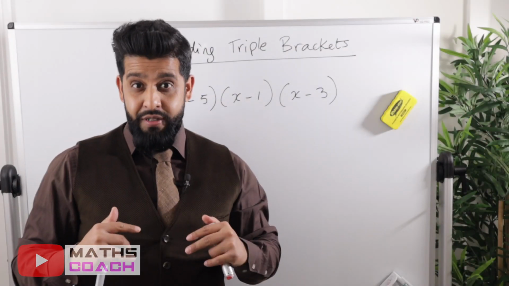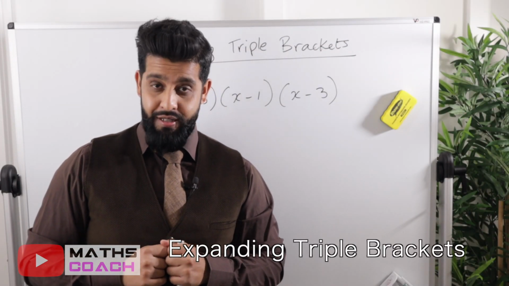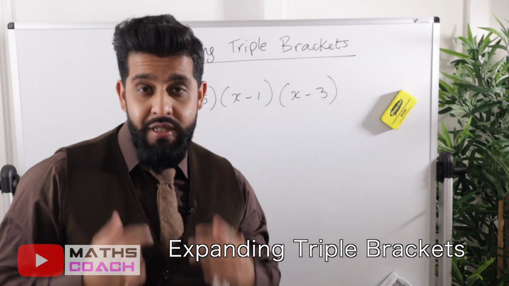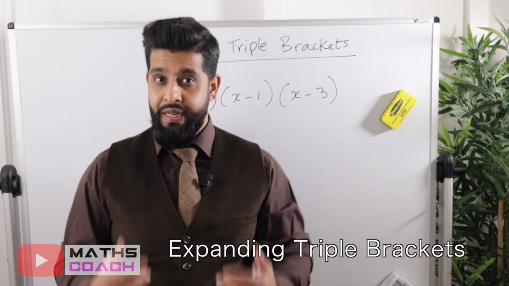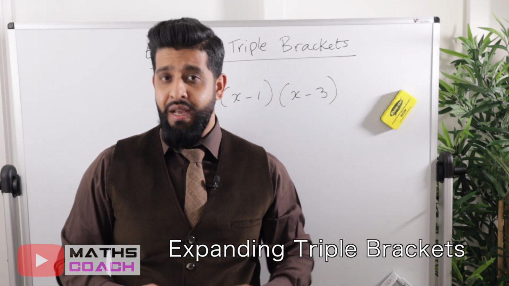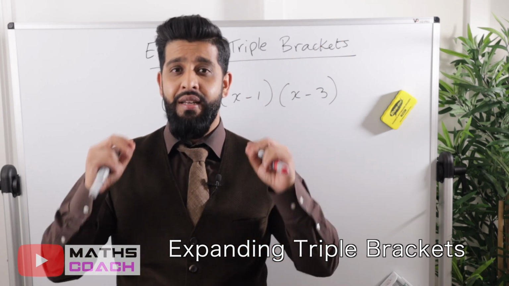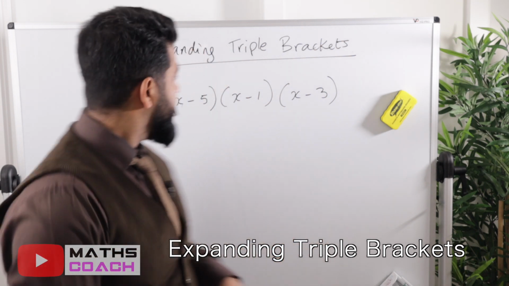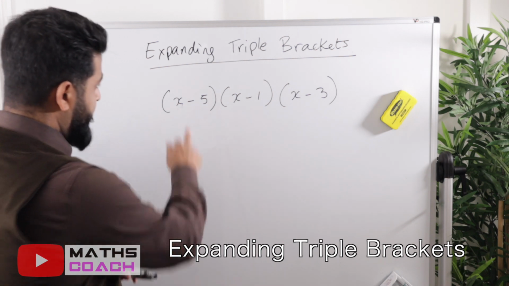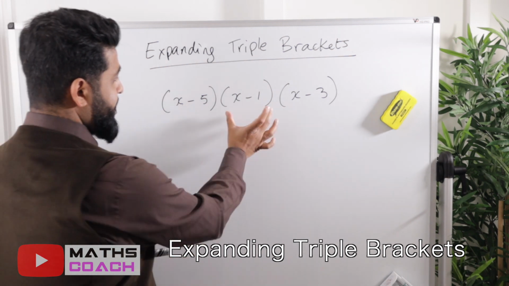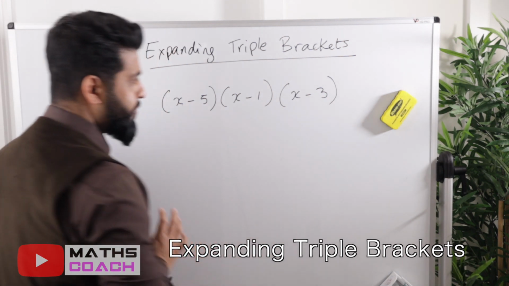Now this next segment is expanding triple brackets. This is becoming ever increasingly popular in the new curriculum. Not only in GCSE, it's always been there in A-level mathematics, okay? So let's have a look at our problem here. We've got x minus 5, x minus 1, and x minus 3 brackets.